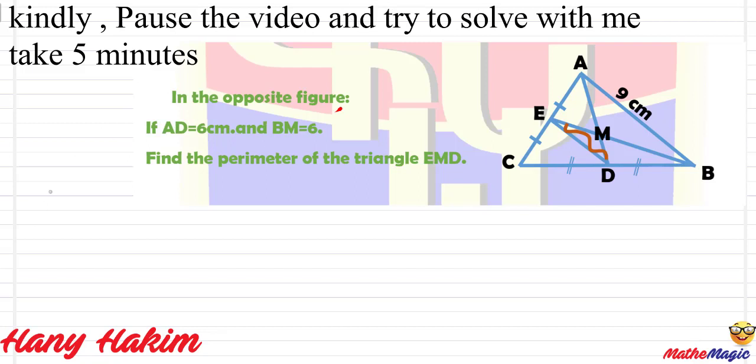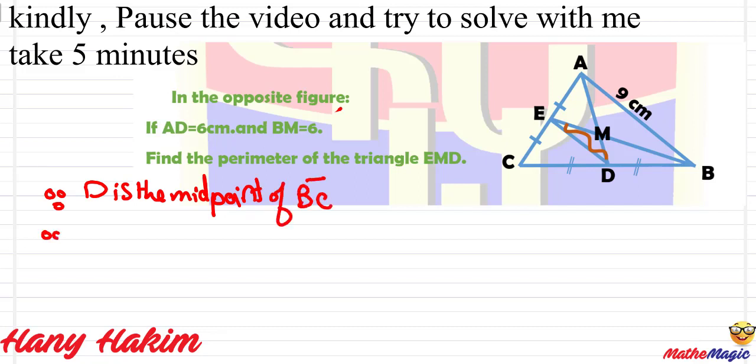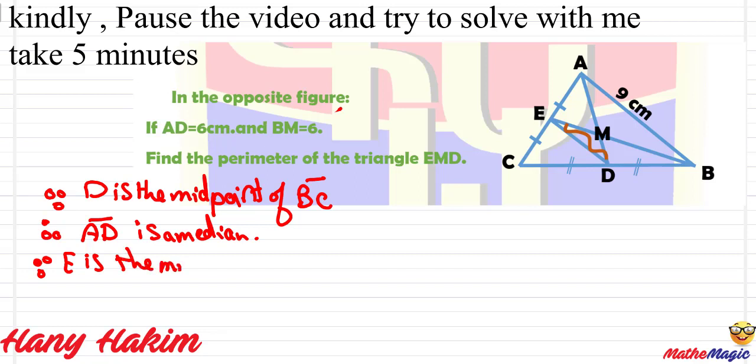First, since here D is the midpoint of BC, so I can say therefore AD is a median. Since here E is the midpoint of AC, therefore I can say that BE is a median.